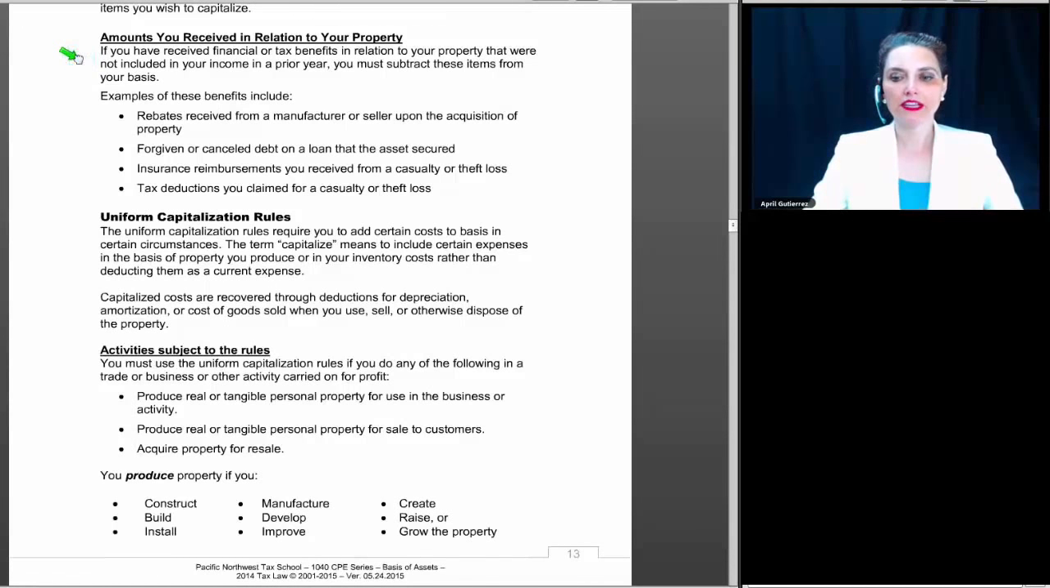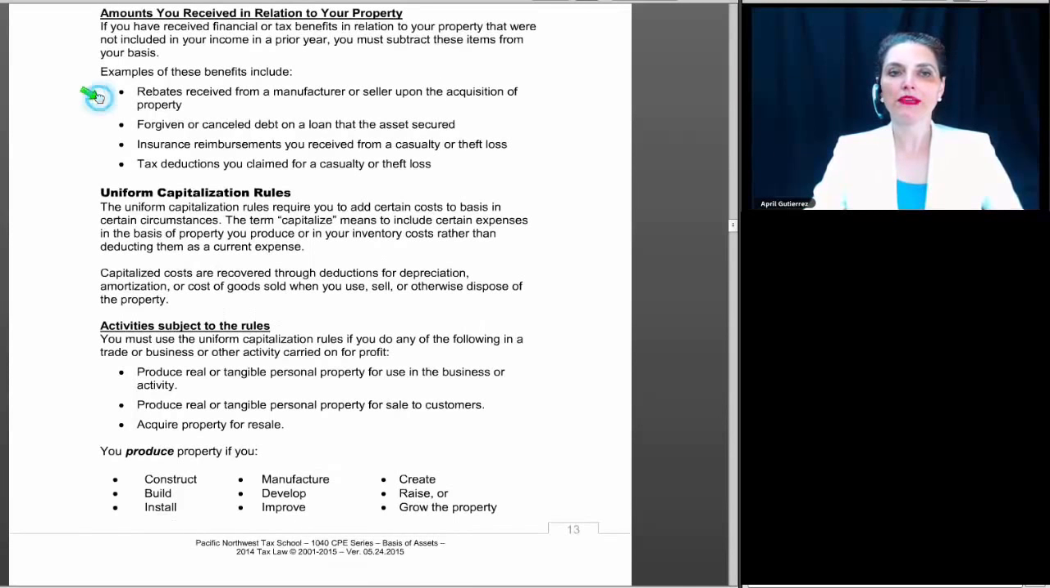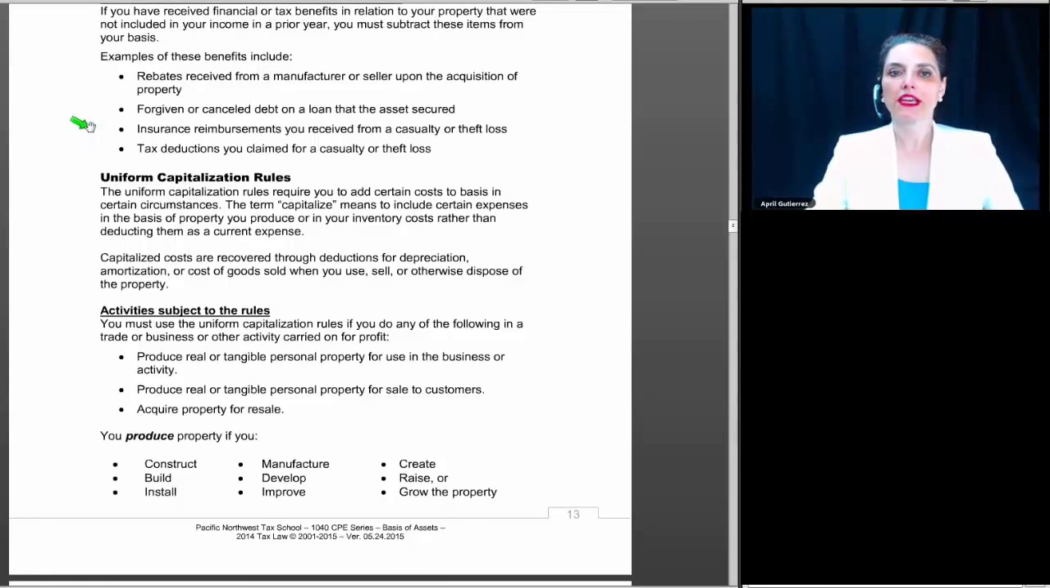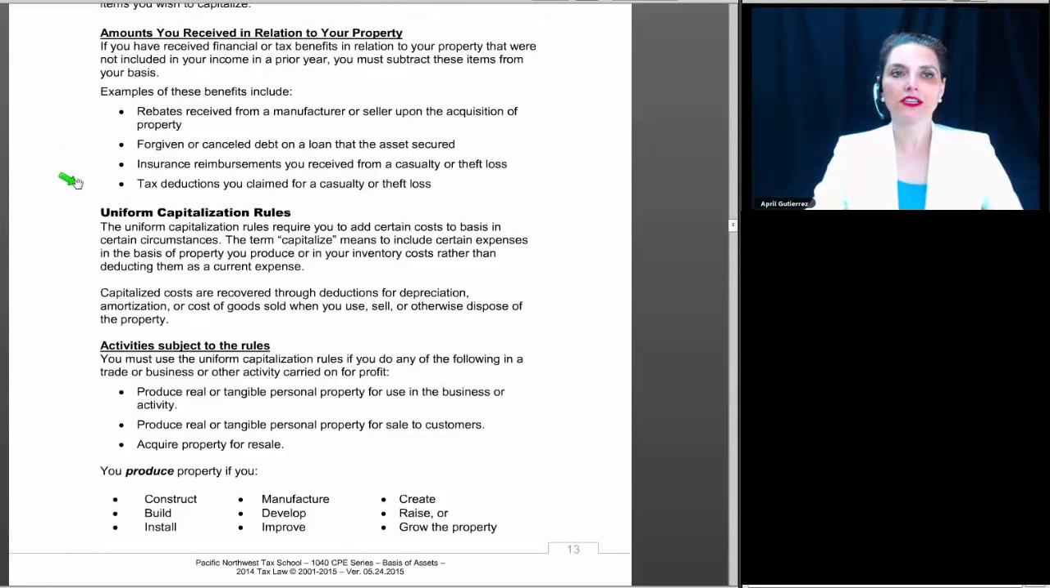Amounts you received in relation to your property. If you have received financial or tax benefits in relation to your property that were not included in your income in a prior year, you must subtract these items from your basis. And examples of these benefits include rebates received from a manufacturer or seller upon the acquisition of property, forgiven or canceled debt on a loan that the asset secured, insurance reimbursements you received from casualty or theft losses, and tax deductions that you claim for a casualty or theft loss.